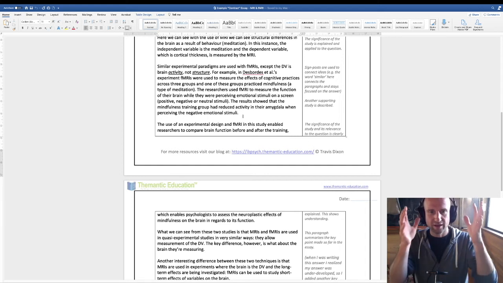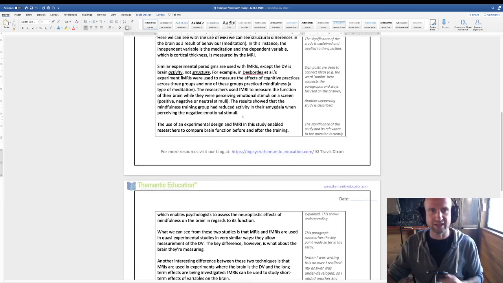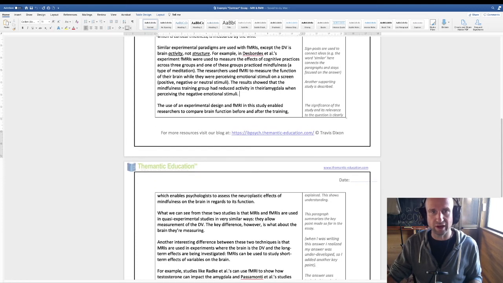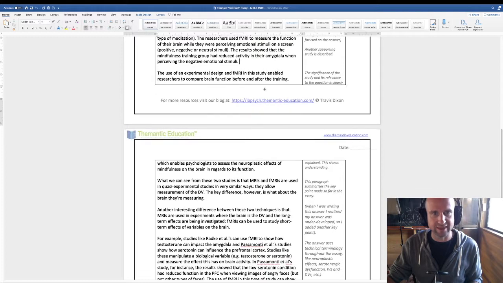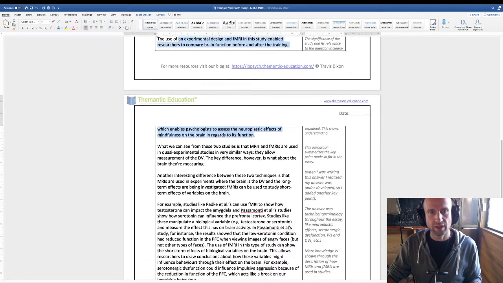I've had to explain MRI first and then study, and then I've just introduced how they're different and then explain fMRI and the study. Now, I would argue here that I could probably include more detail about what, how, and why fMRI is used. That would allow me to score higher marks. That's a limitation of this essay, I think. And then I get into the conclusion here, right?